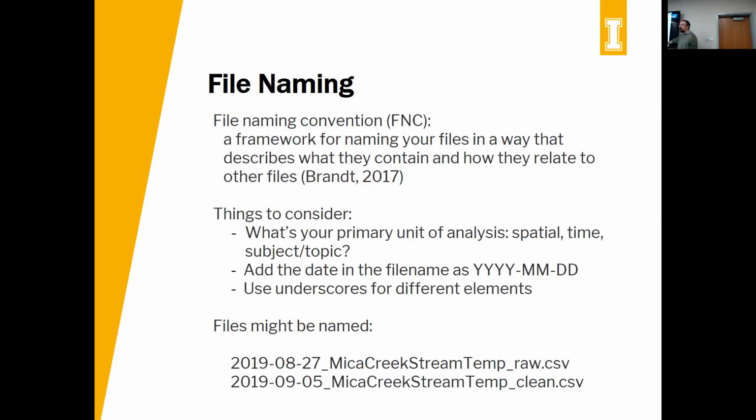And so examples of what you might do, and this is a little bit of coming up with a convention that works for what you guys want to do. But here's an example of the date in that format, location and variable information, and then the differentiation between the stage of the analysis. So there's raw data, there's clean data, there's analyzed 1, analyzed 2, depending on what your processes are. There could be all sorts of iterations. So does that kind of make sense?